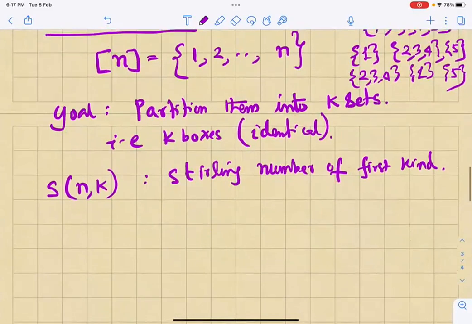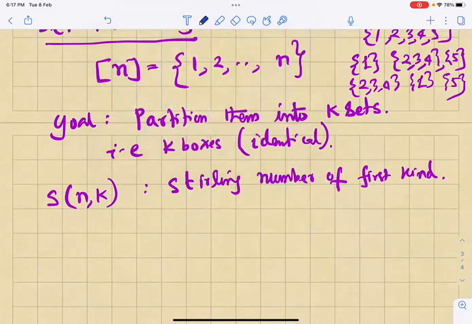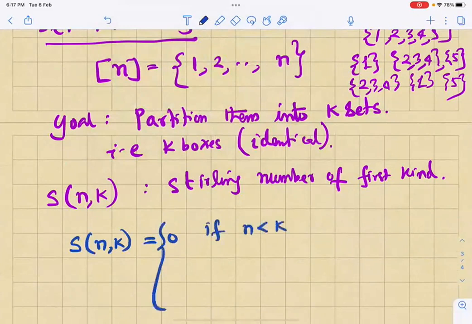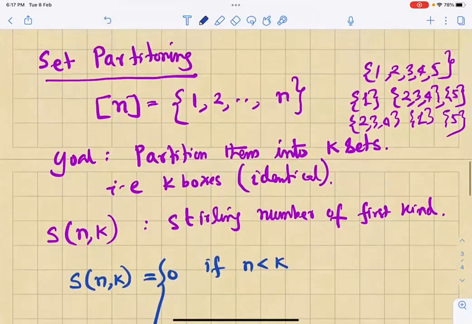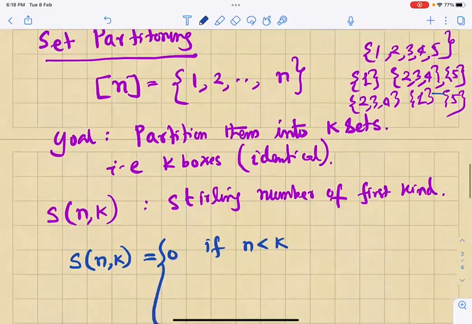Let's check a few basic things before we proceed. For example, S(n,k) is obviously 0 if n is less than k. Here when I say k boxes, you should really mean that no box is empty, because in set theory you are partitioning into k sets. So when I ask you to partition into k boxes, it means no box goes empty. I may specify that in the exam paper also.